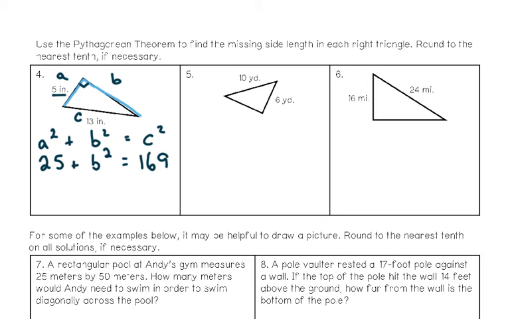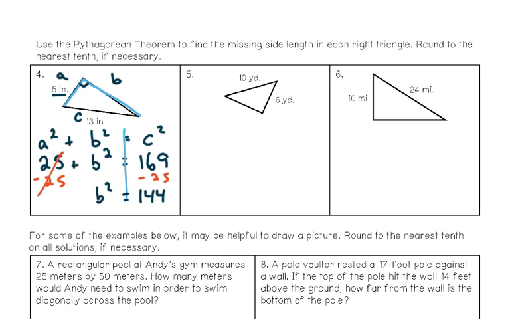And now I need to solve for the missing leg. Since I'm solving for the variable in an equation, I'm going to draw my line on the equals, and I'm going to use inverse operations to get the b by itself. So the opposite of plus 25 is subtract 25, and I have to do it to both sides. I can simplify 169 minus 25. That's 144. So I know that b squared equals 144.